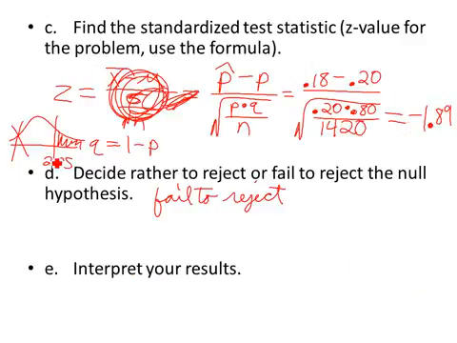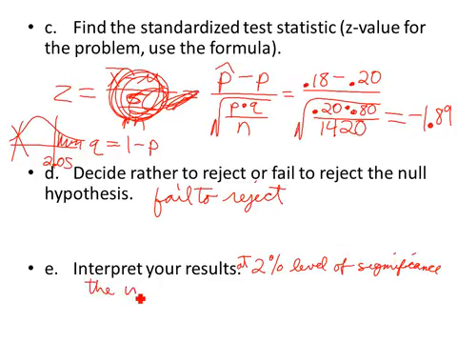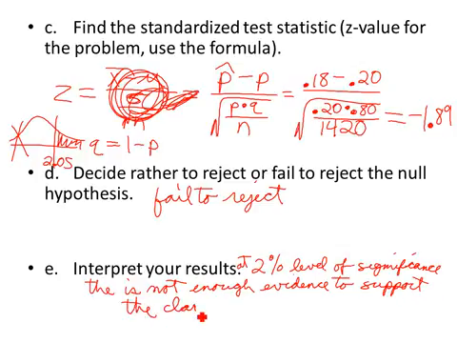So, what was our alpha? 2%. So at a 2% level of significance, there is not enough evidence to support the claim that 20% don't have health care.